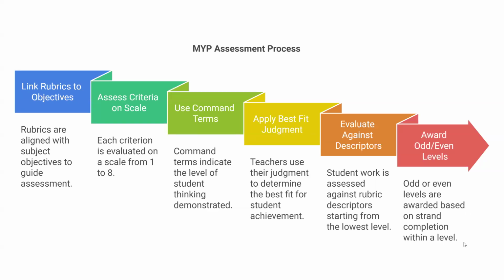If the strand is fully completed, the student has done everything in that strand, then you get the even number. For 1 and 2, you will get 2. But if it is not fully completed, then you get the odd number: 1, 3, 5, or 7.